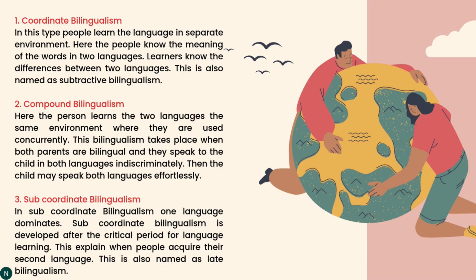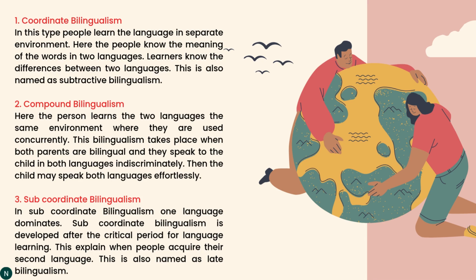Another one is compound bilingualism. Here, the person learns the two languages in the same environment where they are used concurrently. This bilingualism takes place when both parents are bilingual and they speak to the child in both languages. Then, the child may speak both languages effortlessly.